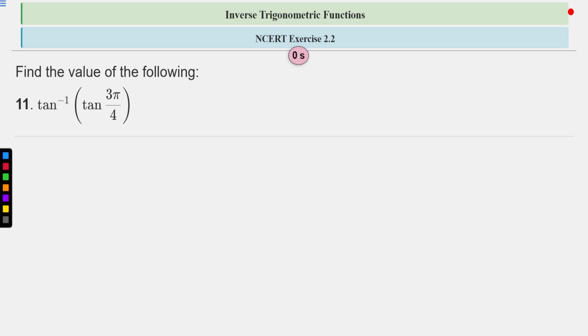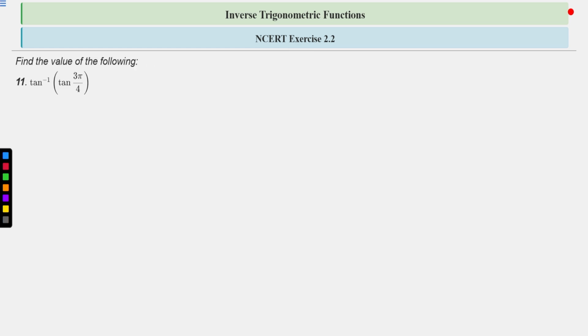Okay, let us move to the solution part. So we basically have to find the value of the expression tan inverse tan 3 pi by 4, right? So the correct answer will be minus pi by 4. Let us see how. Our expression is tan inverse tan 3 pi by 4, right?